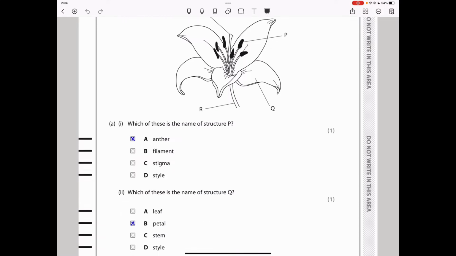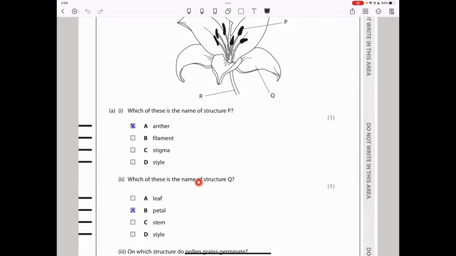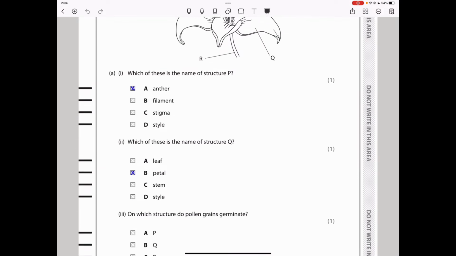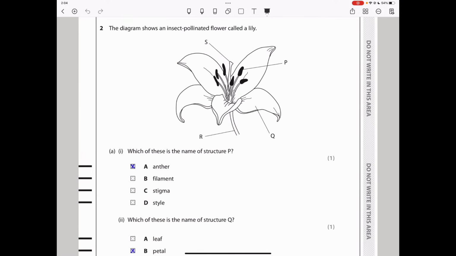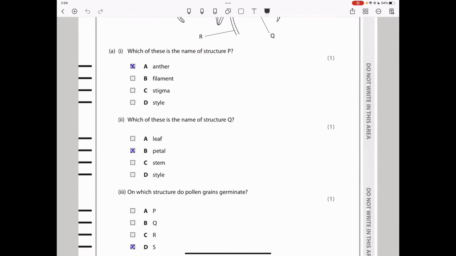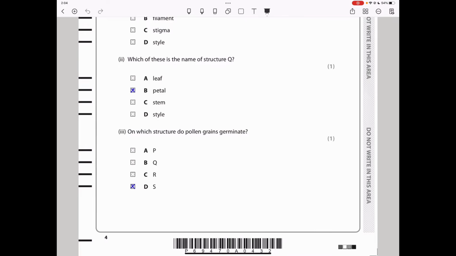So the next part says, which of these is the name of structure Q? Structure Q, these are petals. This is a petal and that is a petal, so you could say petal. Then the next part says, on which structure do pollen grains germinate? Pollen grains should germinate on the stigma, which is S. And the next part, let's go to the next page.